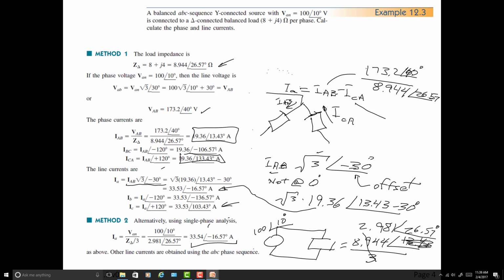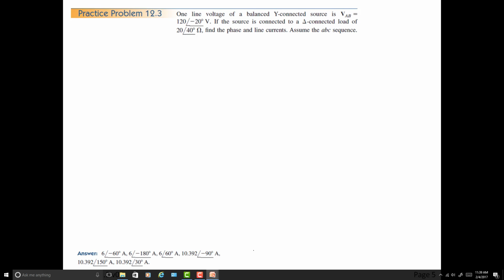Okay, so that's that. Next, we're going to move on to an open-ended problem, an unsolved problem, where we have the same arrangement, balanced Y, delta, and we're given line voltages, even though it's a Y-connected source, and a delta load.